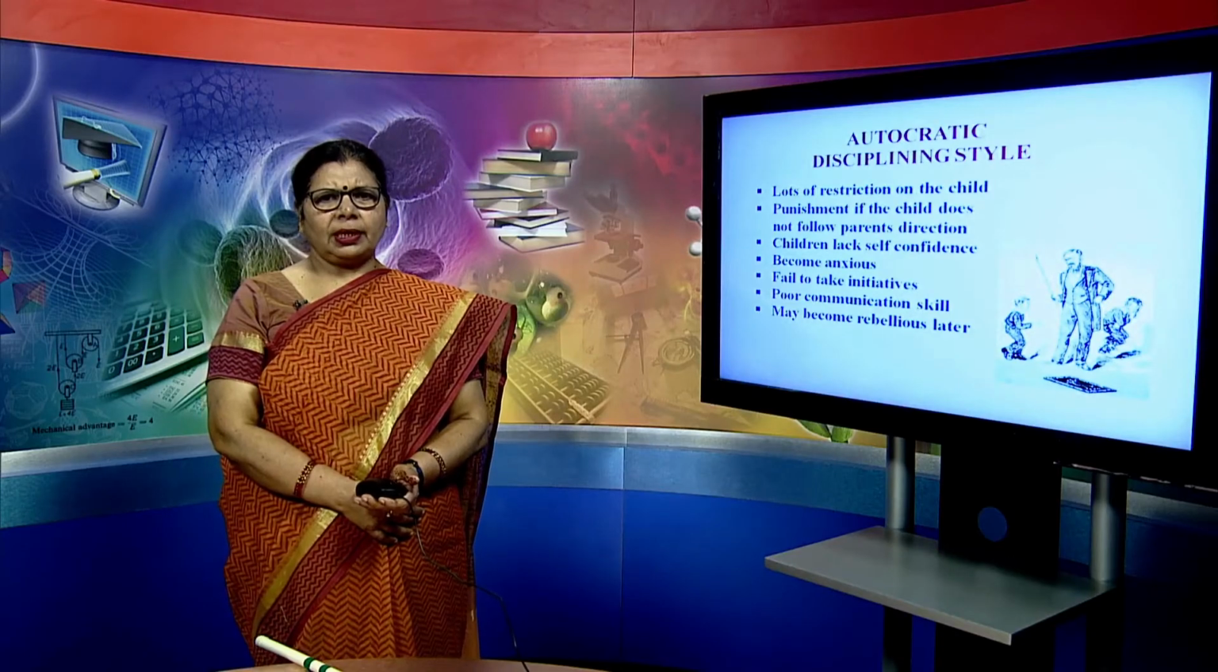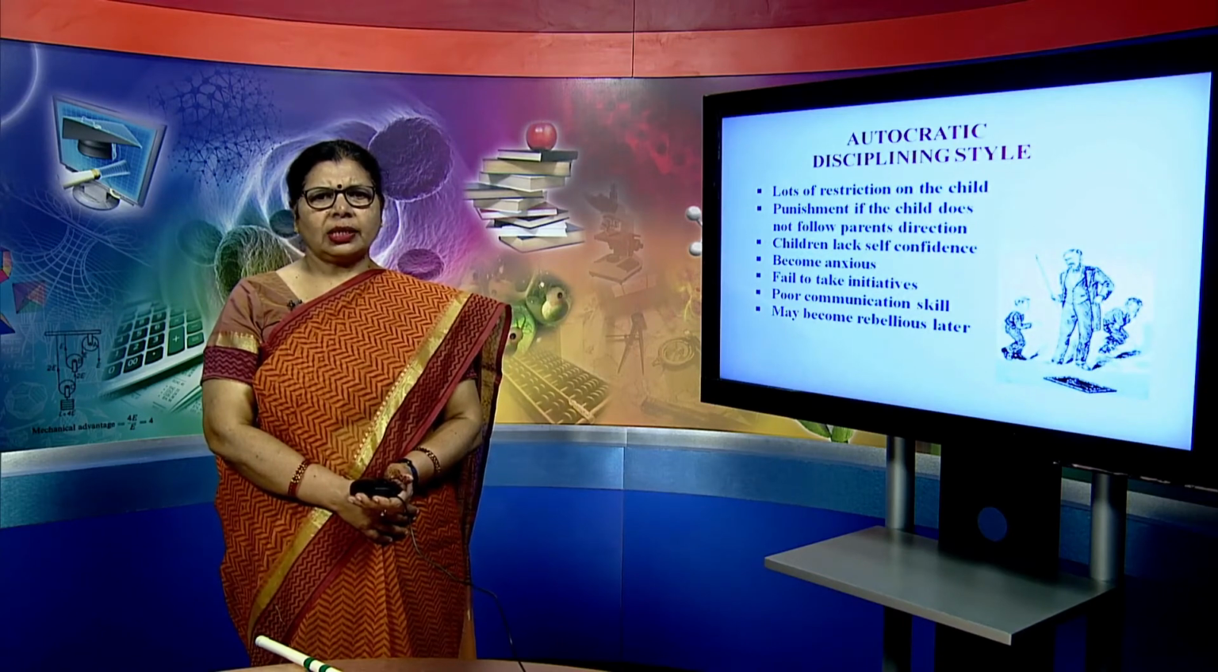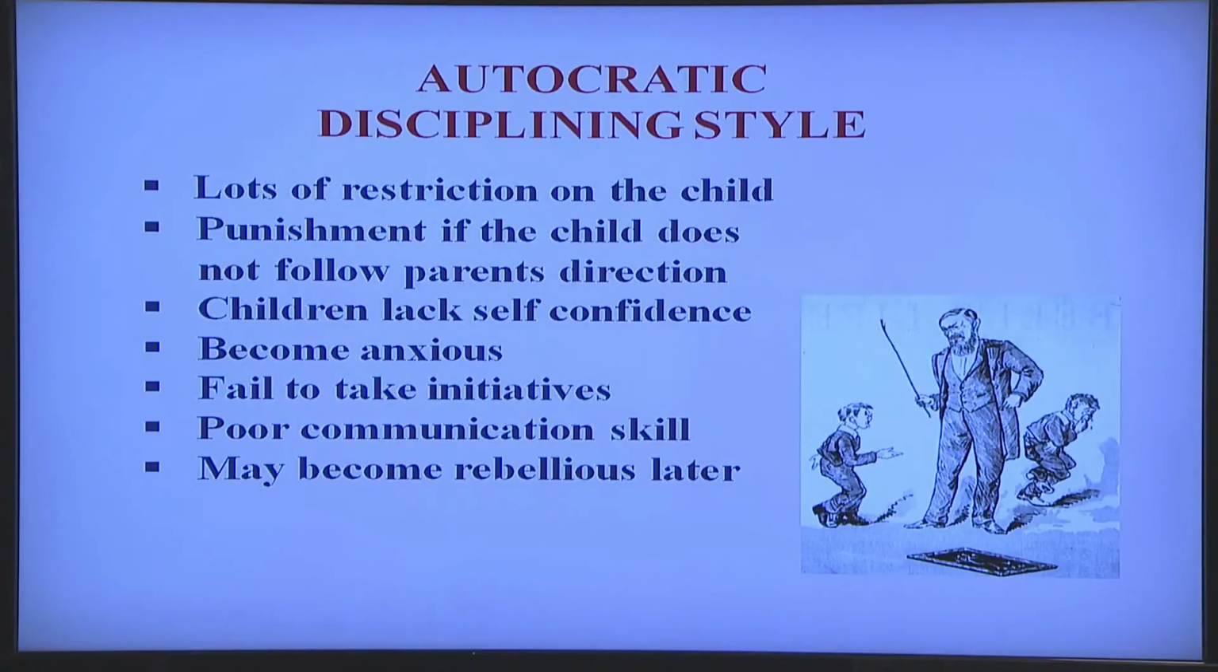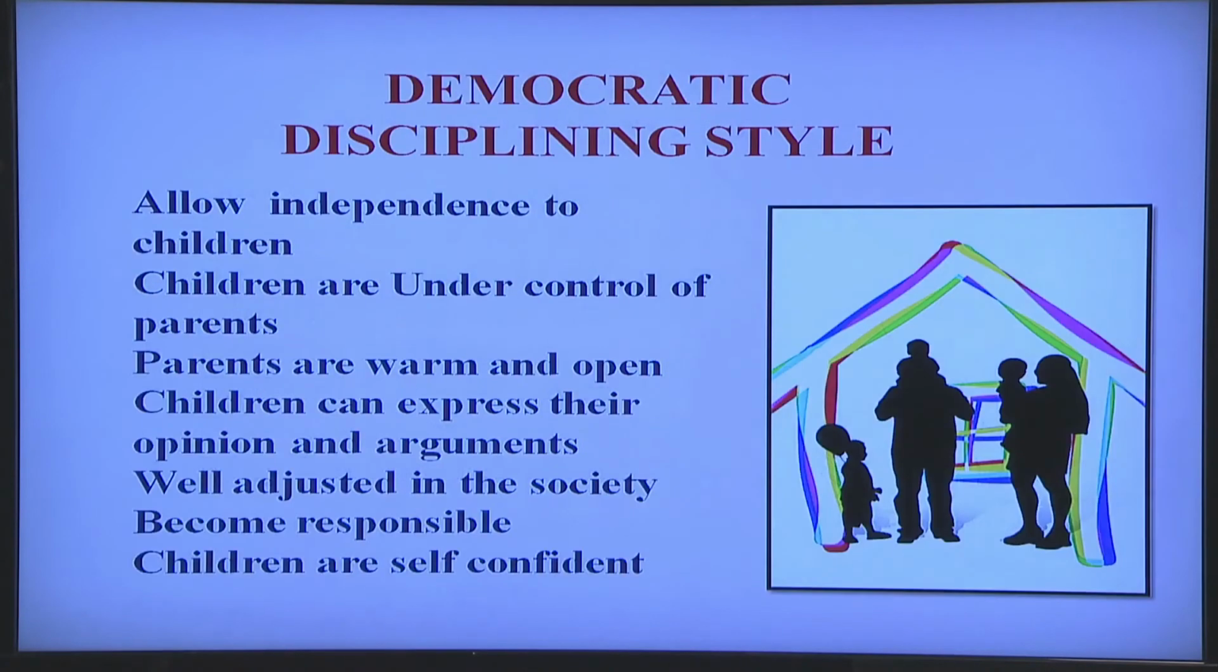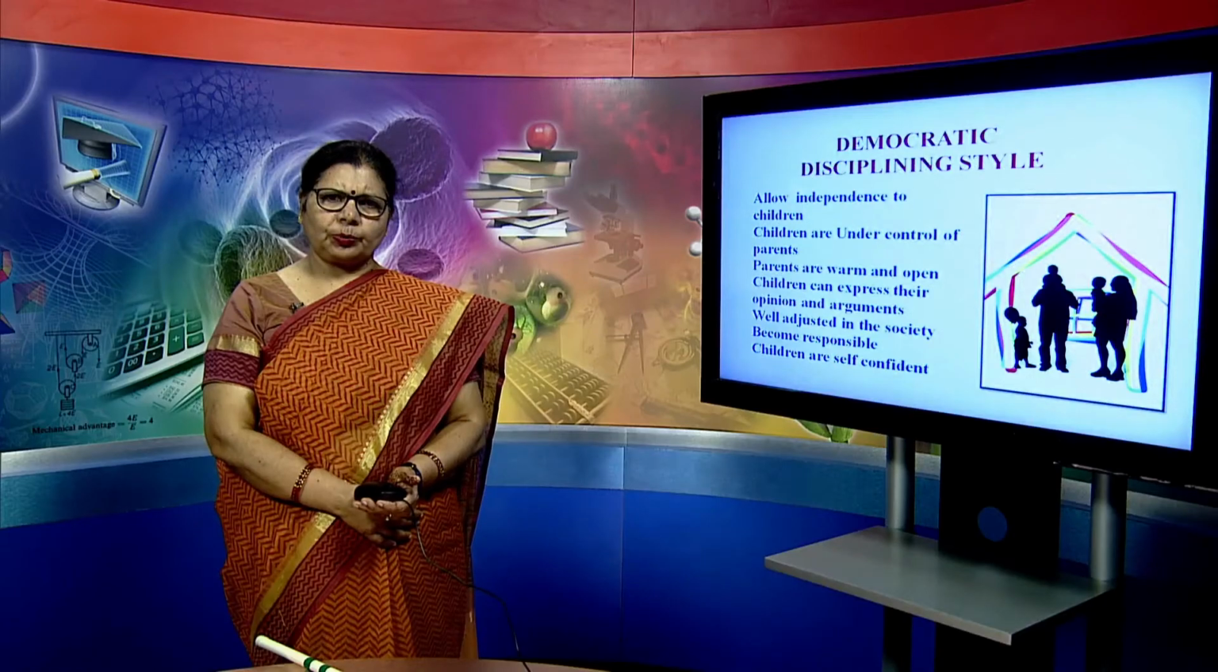First is autocratic discipline. As the word shows, and you can see the picture also, there are lots of restrictions on the child, punishment, and the child is anxious and fails to take initiatives. He or she is generally poor in communication skills, and later in life may become rebellious also.